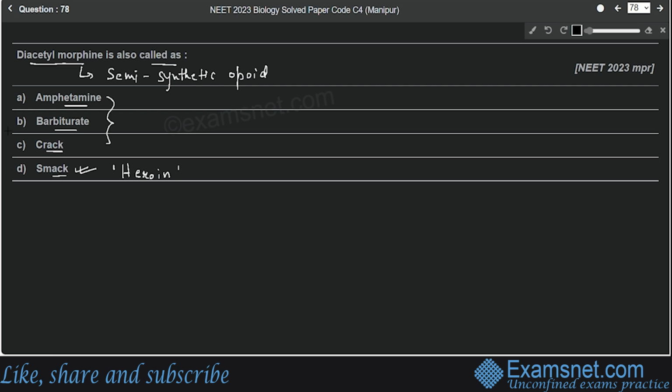Other options, these are also examples of different types of drugs. Okay, amphetamines is a type of stimulant. Barbiturate is an example of depressant, and crack is a form of cocaine that can be smoked. So according to this question, the correct answer will be option number D, smack.